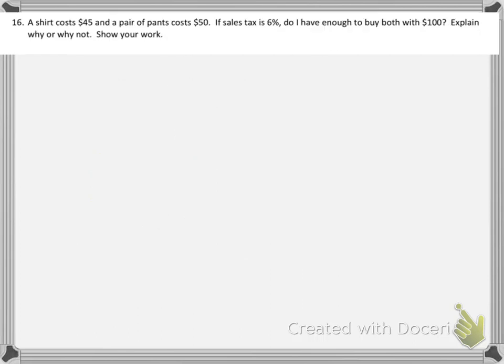Next one, it says a shirt costs $45 and a pair of pants costs $50. If sales tax is 6%, do you have enough to buy both with $100? Okay, so we're going to have the cost of the shirt plus the shirt tax plus the cost of the pants plus the tax on the pants, right? It has to be less than or equal to 100.